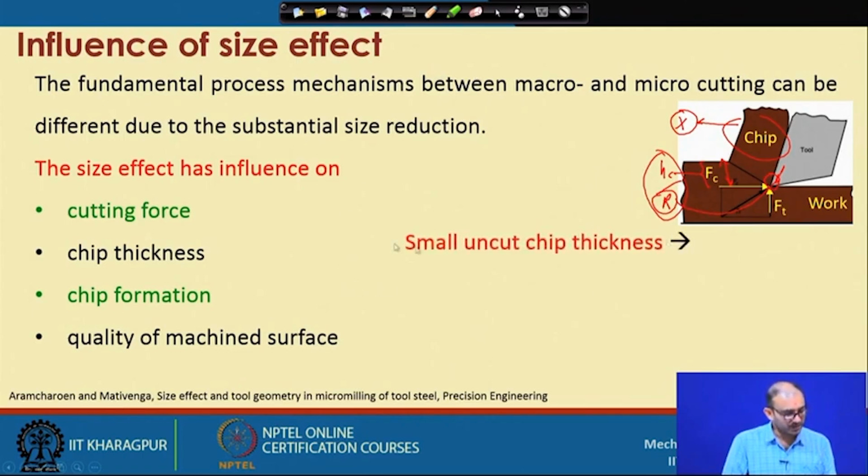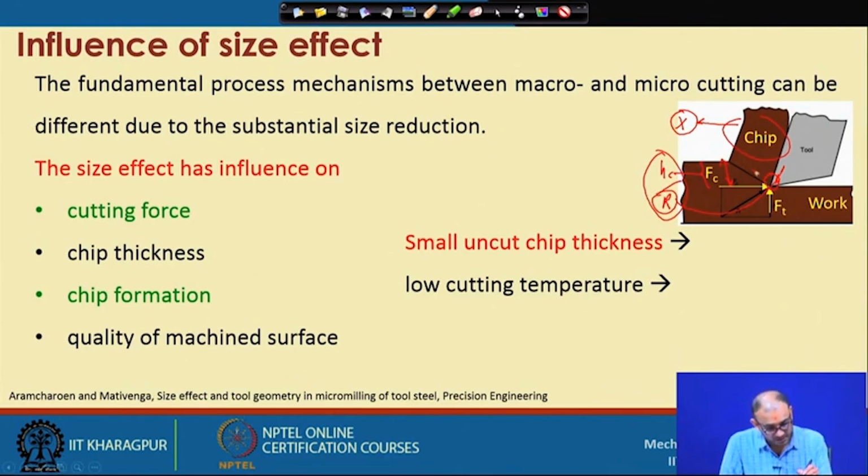So, what is happening when the uncut chip thickness is small? If it is small, then there is a lower cutting temperature, because we know that if the uncut depth of cut or the uncut chip thickness is very large, we are going to have very large friction and a temperature rise. What is the advantage of the rise of temperature? Most of the temperature will go with the chip, and the temperature will also propagate ahead into the material which is just ahead of the tool.